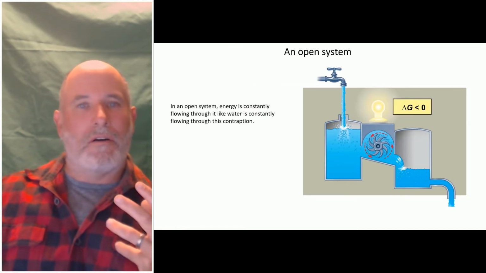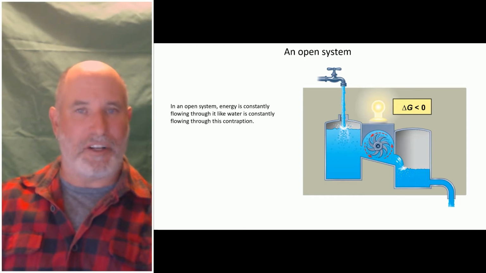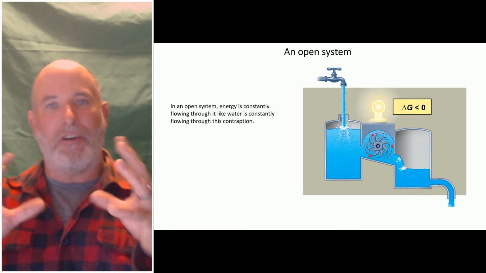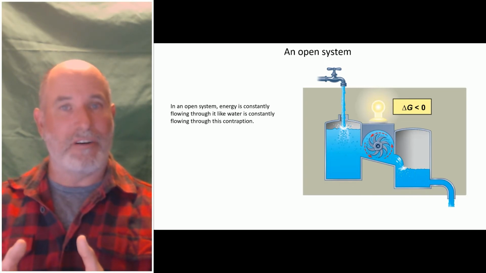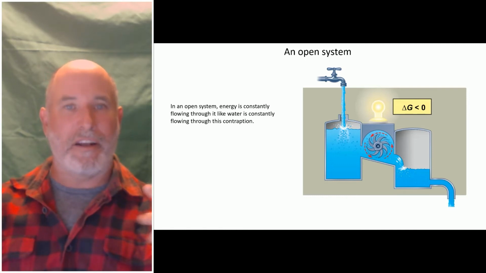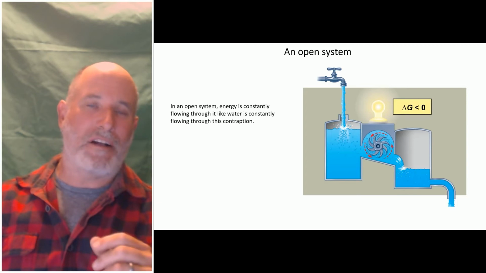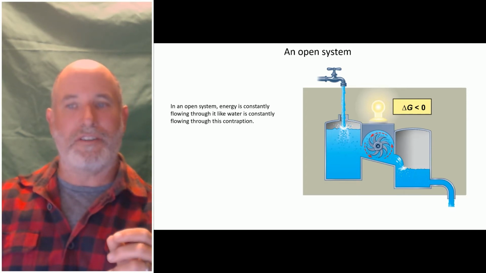Now, open systems have a constant supply of energy. Energy flows through open systems. You can still have your boundary, like that of a cell membrane, forming the boundary of our cellular system, but energy and materials can flow through this system, and that way you have a constant supply of energy. You always have a delta G less than 0. You can always do work.